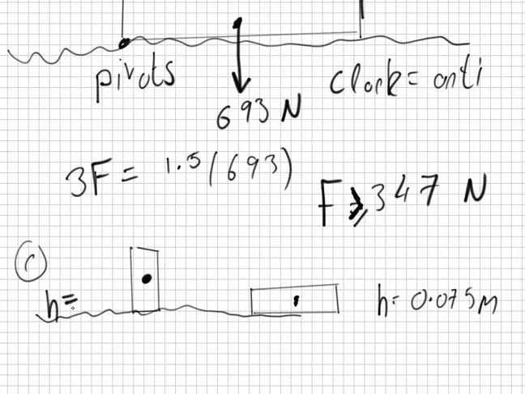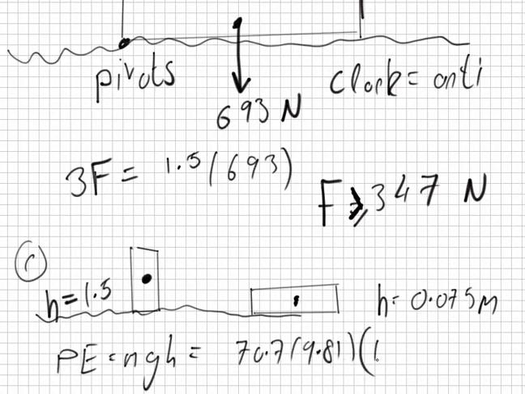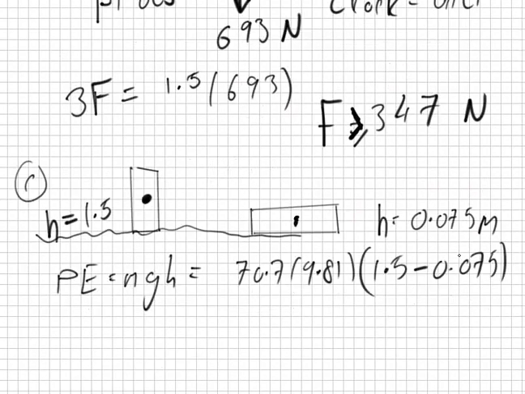And then when you lift it up like this, what's its height? It's half of the length, which is how much? 3 meters. So what would the height be? 1.5. So the potential energy is mgh, but the h you use is the difference between the two. Okay? So it will be m 70.7, g 9.81, but the height will be 1.5 minus 0.075 because it went from that position up to a higher position.